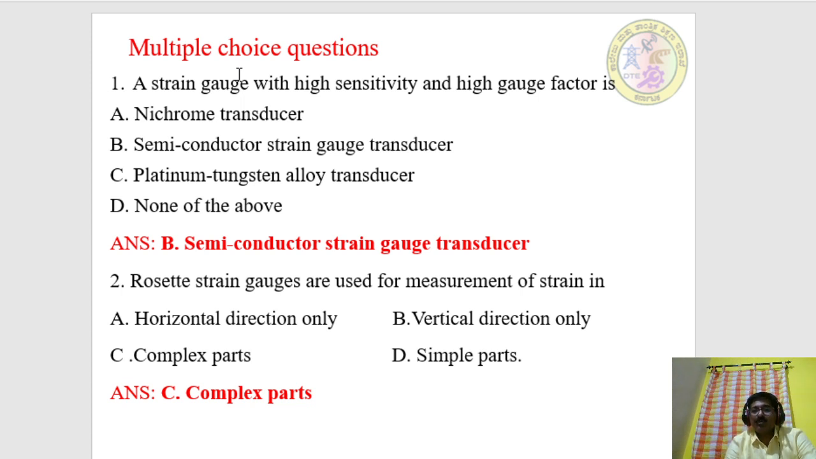Then question number 2: rosette strain gauges are used for measurement of strain in. See here the options will be A horizontal direction only, B vertical direction only, C complex parts, D simple parts. See, the rosette strain gauges can be used for 3 different directions. See X, Y and Z. Even in the transverse direction also you can choose it. See here, the complex parts we can measure the strains. Answer will be the complex parts.